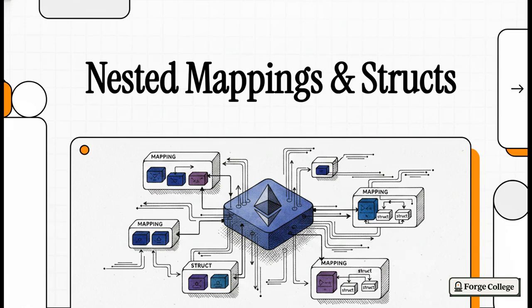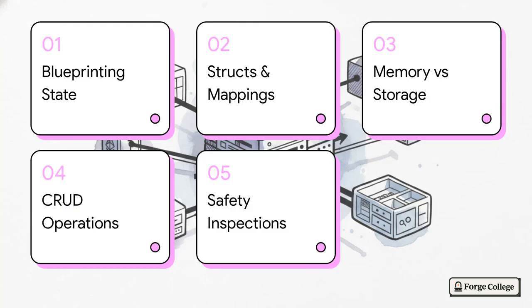Today, we're diving into designing nested mappings and struct management patterns. If our last lesson on mainnet and devnet environments was all about picking the perfect plot of land for your decentralized app, today is literally about pouring the concrete. We're going to draft the architectural blueprints for your smart contract state and make sure you don't accidentally trap yourself inside. Our engineering schematic for today breaks down into 5 phases.